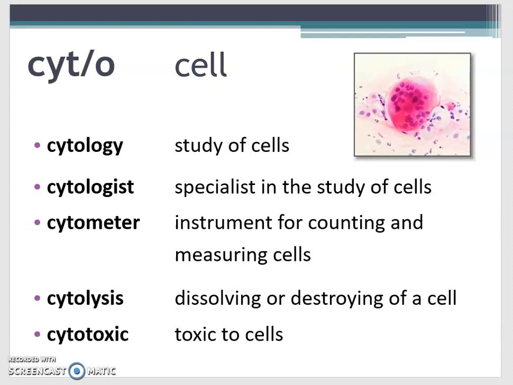So our first combining form of this semester, cyto, means cell. Cytology is the study of cells. That study is performed by a cytologist, who is a specialist in the study of cells. A cytometer is the instrument for counting and measuring cells. Cytolysis is dissolving or destruction of a cell. And cytotoxic is something that's toxic to cells.